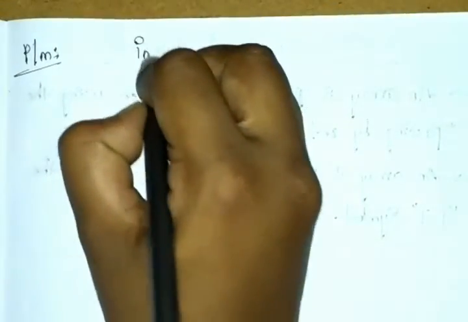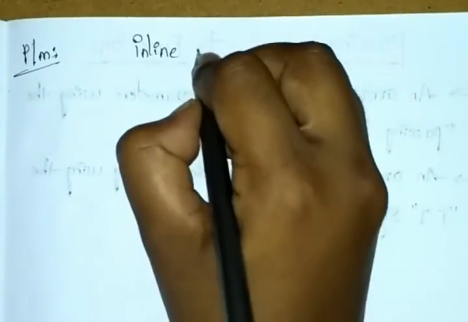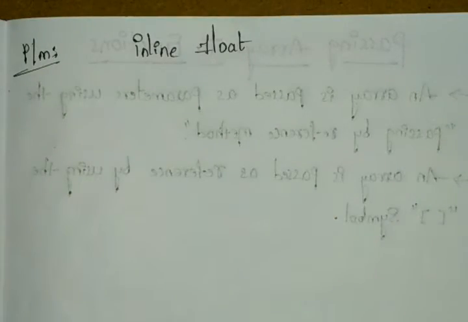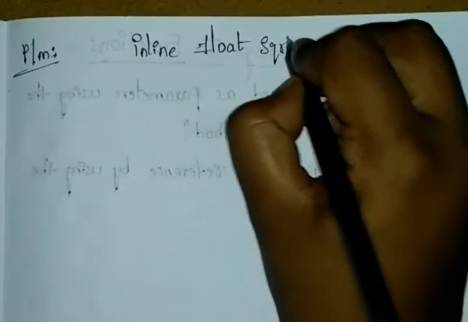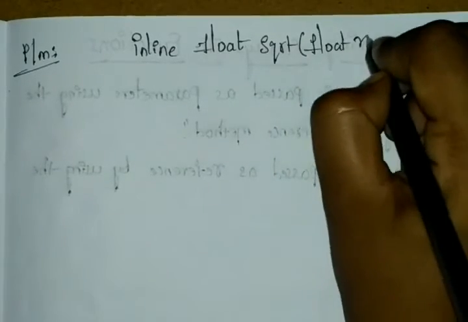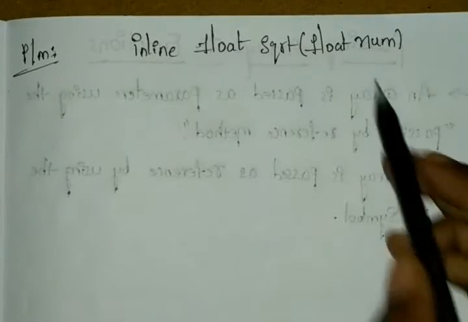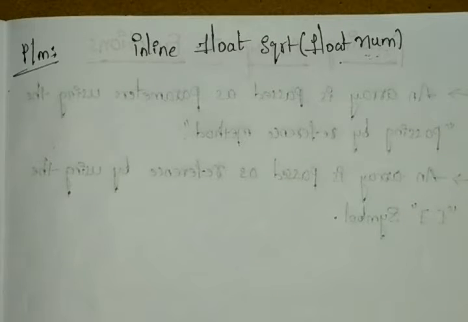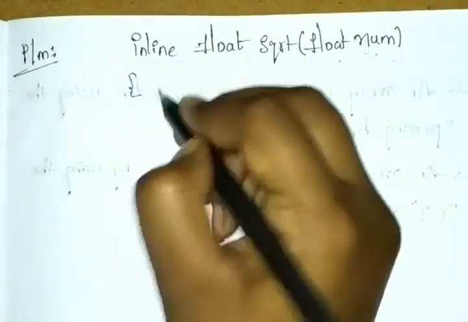Just write inline, and here I'm choosing the return type float. Float is a type, right? Then the function name is sqrt. Next I'm choosing the parameter list, that is float num. Whatever we have in num is the variable we pass into this. Next, just open the brace.